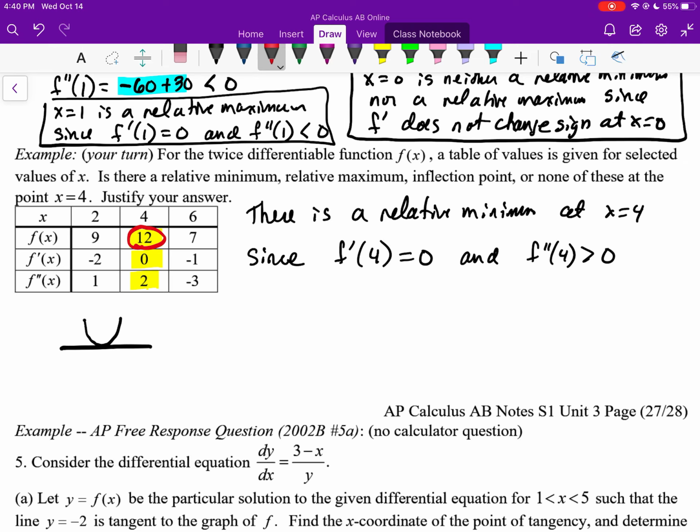Clearly, in this particular problem, somewhere between 2 and 4 it had to get bigger than 12. Somewhere between 4 and 6 it had to get bigger than 12 in order for 12 to be the minimum value. I don't have those values. I don't know what's going on there specifically, but I do know that there are values bigger than 12 in this particular function, because in order to get the relative minimum, you must have bigger values.